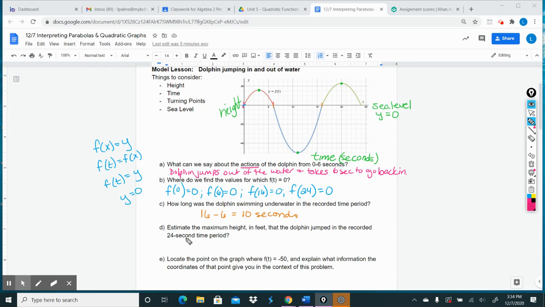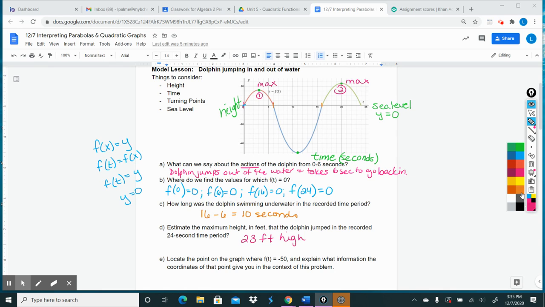The letter D, estimate the maximum height in feet that the dolphin jumped in the recorded 24-second time period. So we see that there's 2 maximums because there's 2 vertex points outside the water when the dolphin jumped out of the water. But the highest one is the second jump. This is jump number 1, jump number 2. The second one is the highest. So we notice that the height of that jump was somewhere between 20 and 25 feet. So we can say approximately 23 feet high.